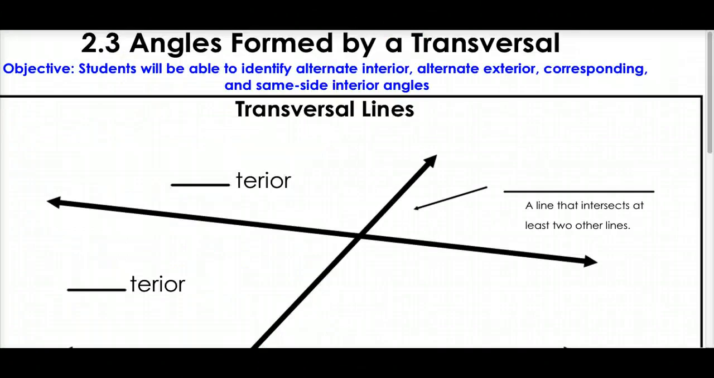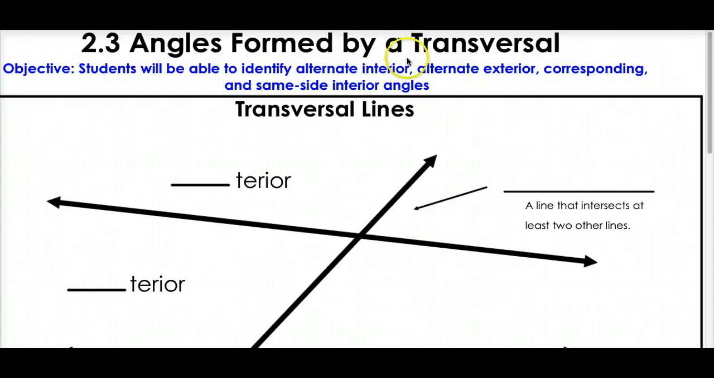Oh, shoot. Hey, okay, students, welcome to our third lesson in the second unit. This is 2.3, angles formed by a transversal. Our objective for today is students will be able to identify alternate interior, alternate exterior, corresponding, and same side interior angles. Okay, let's take a look.